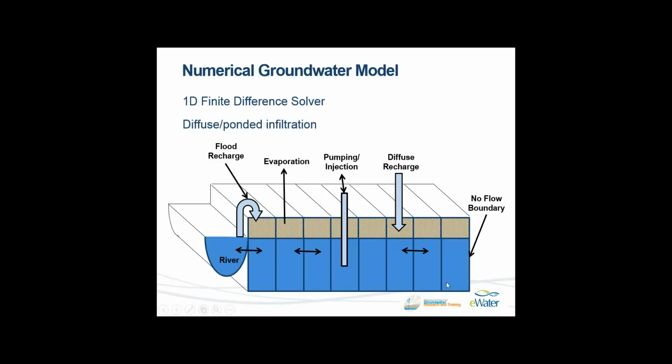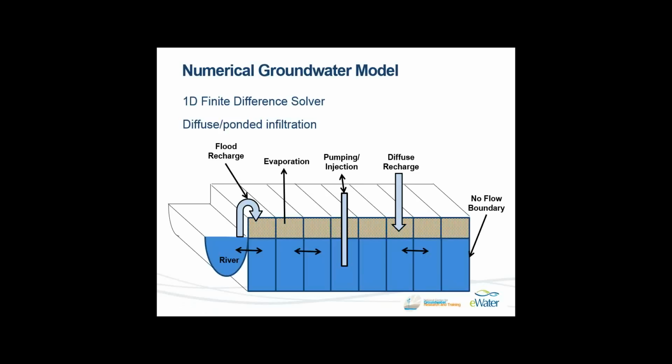The model also includes no flow boundaries on the right bank and also on the base aquifer basement. In this diagram here I've only shown the right bank, but obviously the model has left and right banks. To make the diagram clearer, I've only included one.